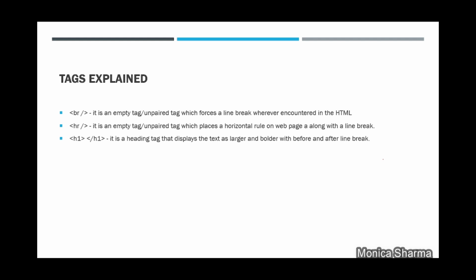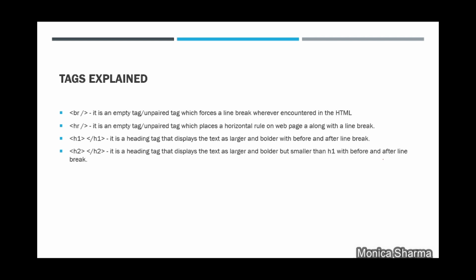H1 is a heading tag. It's a paired tag and it displays the text as larger and bolder with a line break before and after, which means we do not have to explicitly write the BR tag. There will automatically be a line break before the H1 tag begins and after the H1 tag closes.